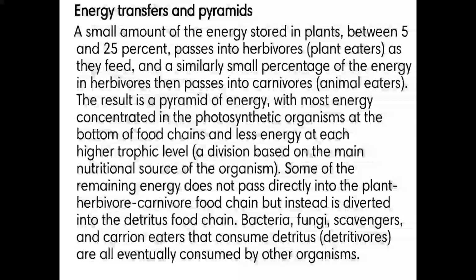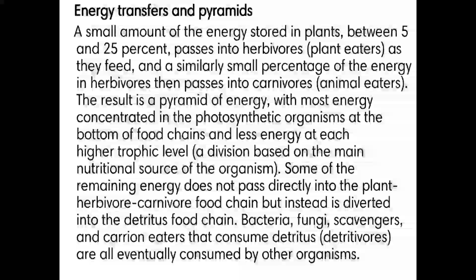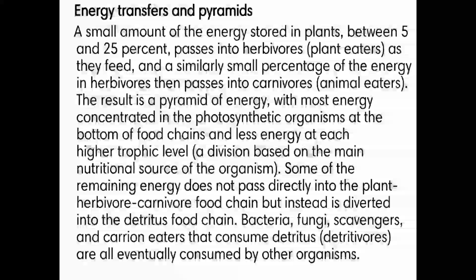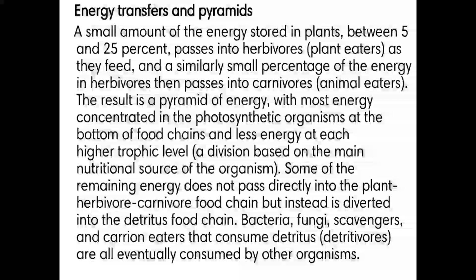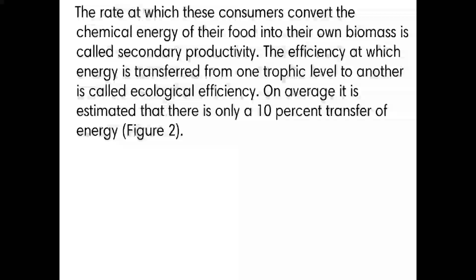organism. Some of the remaining energy does not pass directly into the plant, herbivore, carnivore food chain, but instead is delivered into the detritus food chains. Bacteria, fungi, scavengers, and carrion eaters that consume detritus, detritivores, are all eventually consumed by other organisms. The rate at which these consumers convert the chemical energy of their food into their own biomass is called secondary productivity.